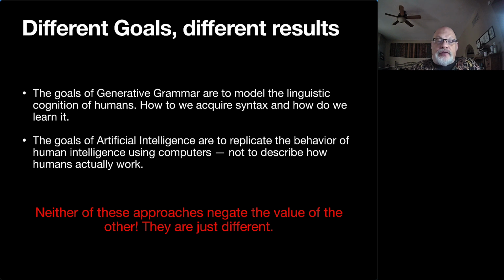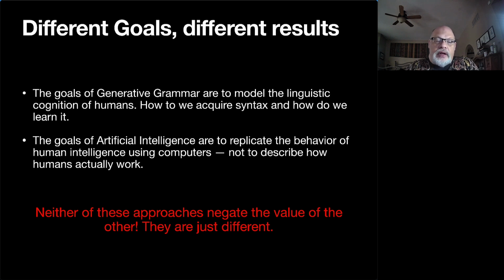The goals of artificial intelligence are not the same. They are not to demonstrate how humans work. Instead, what they are is to replicate the behavior of human intelligence using other tools, using computers. They're not really there to describe how humans work. In an ideal world, that modeling that you construct using an artificial intelligence would explain humans too, but it appears that at least for now, that isn't the case.